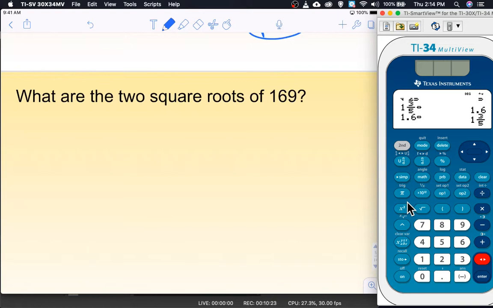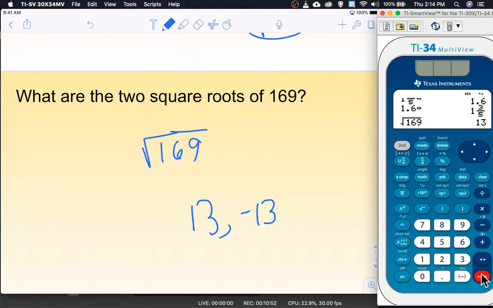Right now, what are the 2 square roots of 169? Take a second and try that. Think about it. Pause the video if you need to. So the 2 square roots of 169 are 13 and negative 13. This is kind of to reinforce the idea of getting 2 answers, both a positive and a negative. So square root of 169 gives you both positive and negative 13.